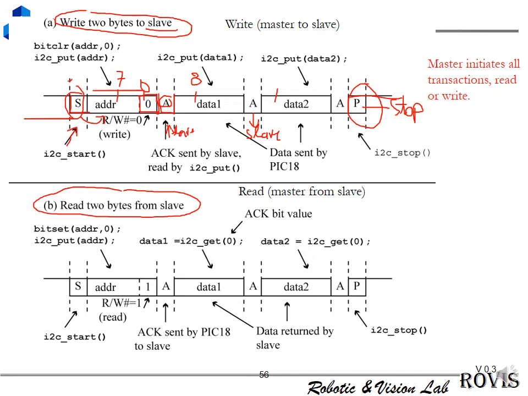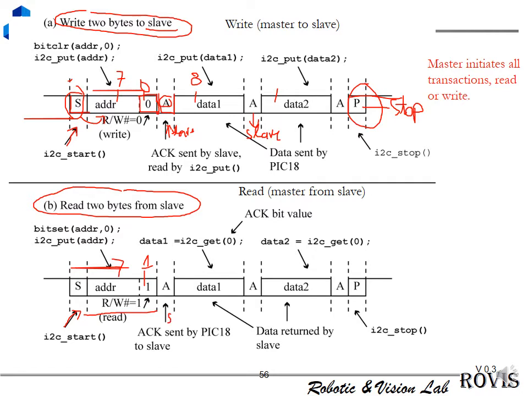Now another case: we want to read 2 bytes from the slave. That means the slave will transmit the data to the master. The master first also sends the start bit, and then sends the address of the slave it wants to receive data from. As I said before, this address is just 7 bits, and the last bit is very important. Here we set it to 1 because we want to receive the data.